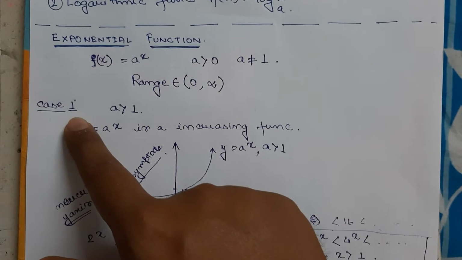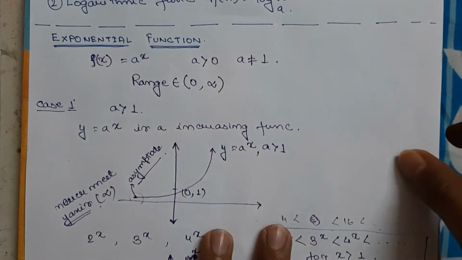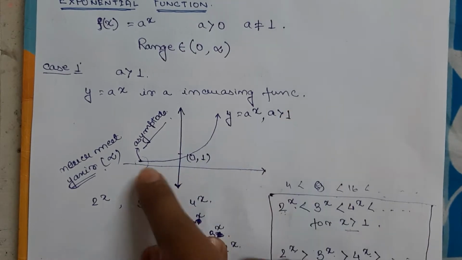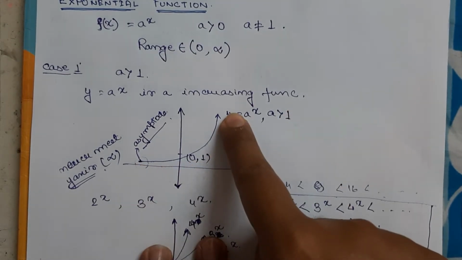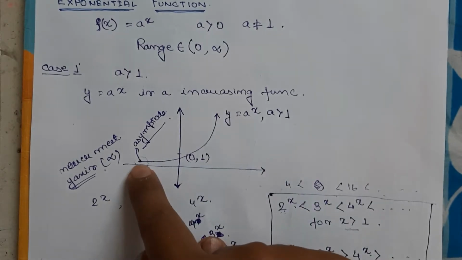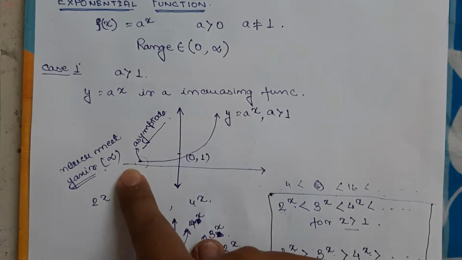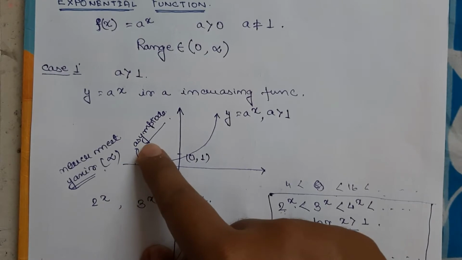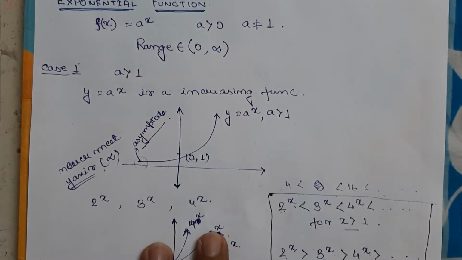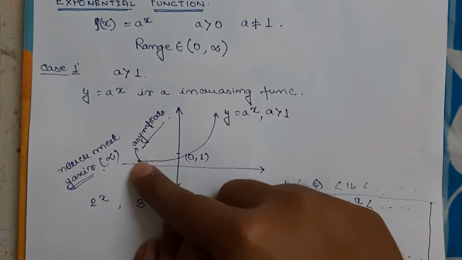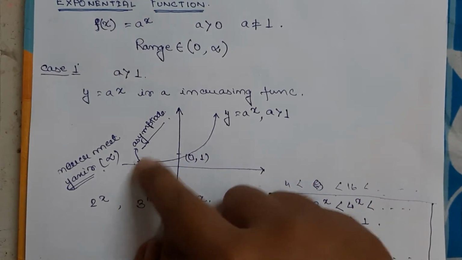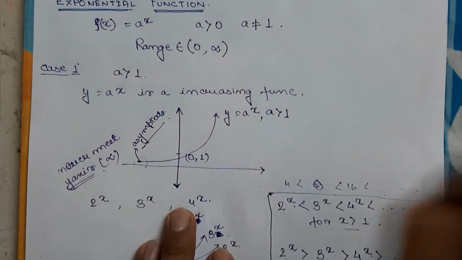Now for case 1, when a is greater than 1, a to the power x is a strictly increasing function, right? And the graph looks like this. As it is a strictly increasing function, it goes on like this, and this point will meet the y-axis at infinity. Okay, so it is also known as an asymptote. This type of graph where the line actually meets y at infinity is known as an asymptote.